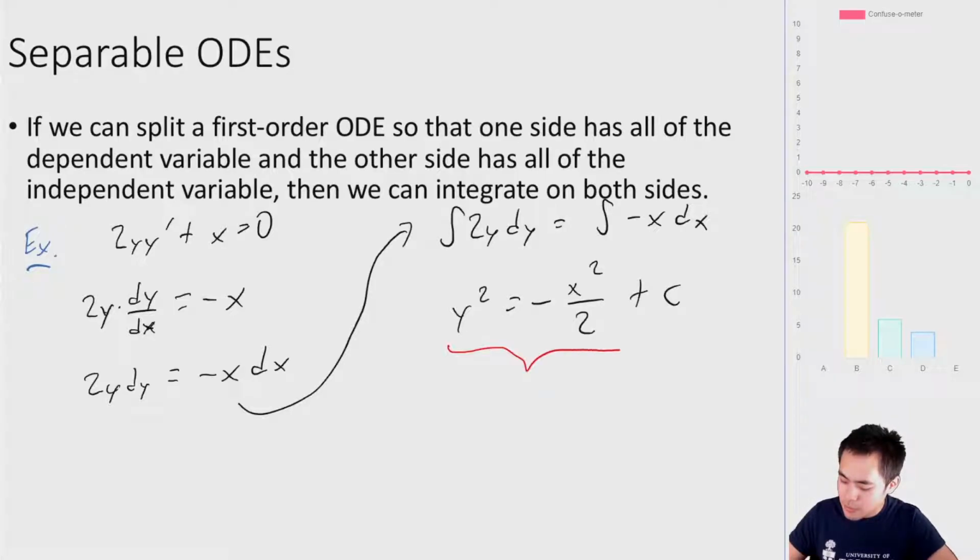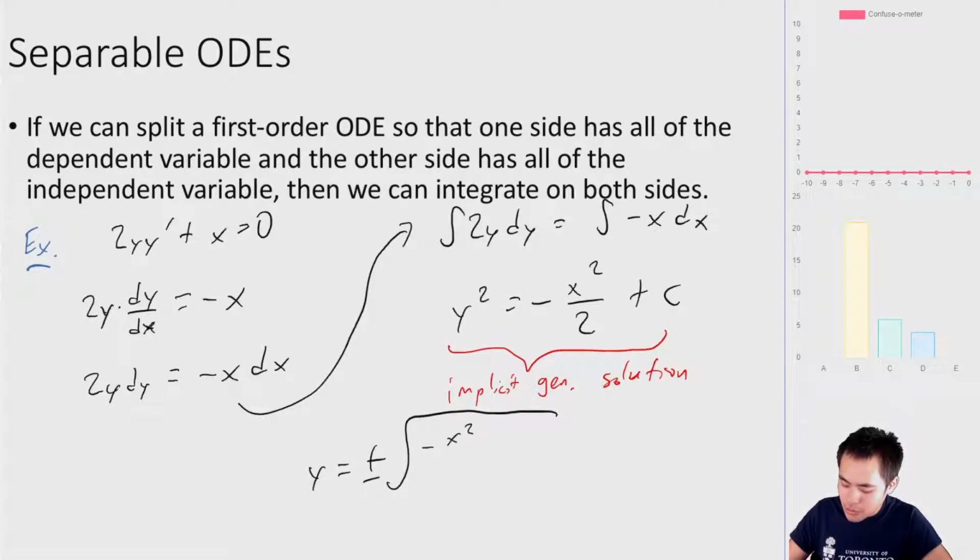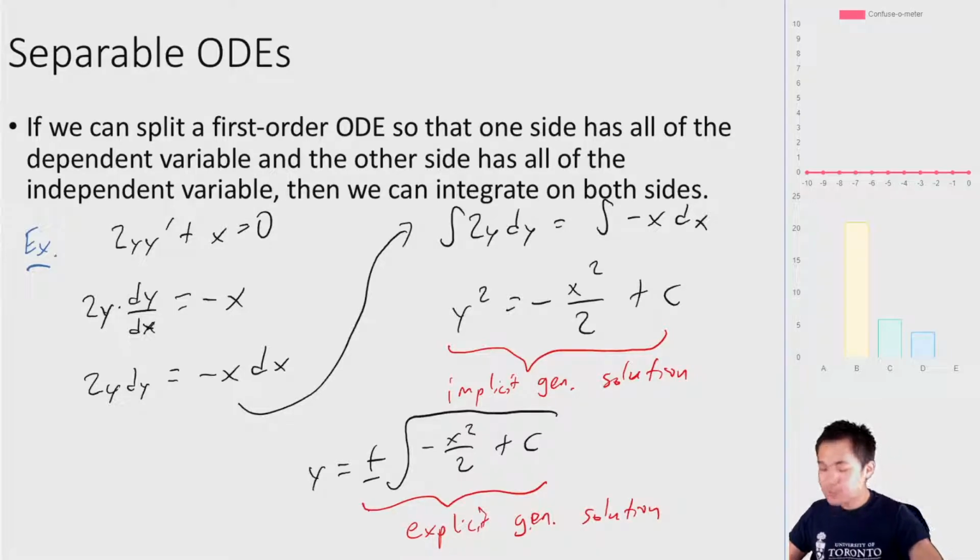And this is an implicit general solution. It's implicit because this defines y, but we haven't actually written out what y is. If you take another step, you take the square root of both sides, you get y is equal to plus or minus the square root of minus x squared over 2 plus c, and so this here is an explicit general solution. Now the reason we bring this up is because you can't always write an explicit general solution for a separable ODE, even though you will always be able to write an implicit general solution for that same separable ODE.